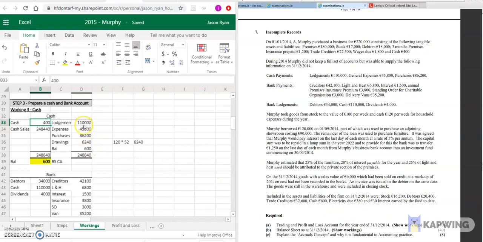So you're going to add up all your figures on the credit side, which will give you 248,840. We've got 400 on the debit side, so you're going to take that away from the 248,840, and that's going to give you your cash sales then of 248,440. And remember, that's going to be used to help us to calculate our total sales.